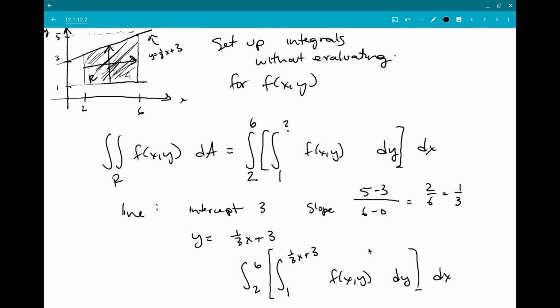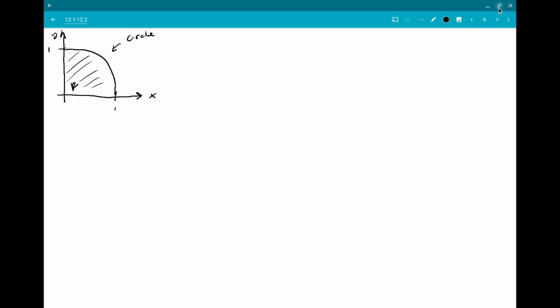And then from here, if somebody told me f of xy, maybe it's x squared plus y squared plus whatever again, I could evaluate this integral and find the answer. But we're stopping here for these examples, so we'll go ahead and move on. This next one, we're doing the same thing. We're trying to set up this region R so we can evaluate f of xy dA.